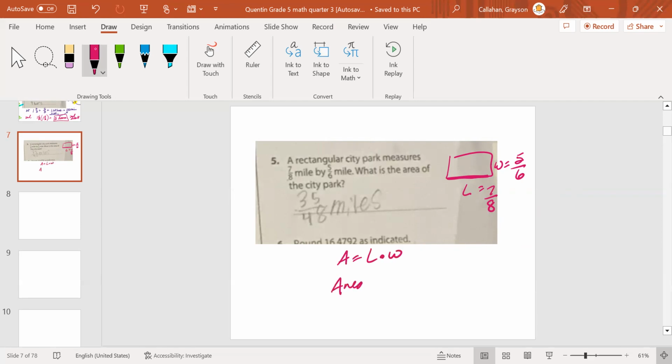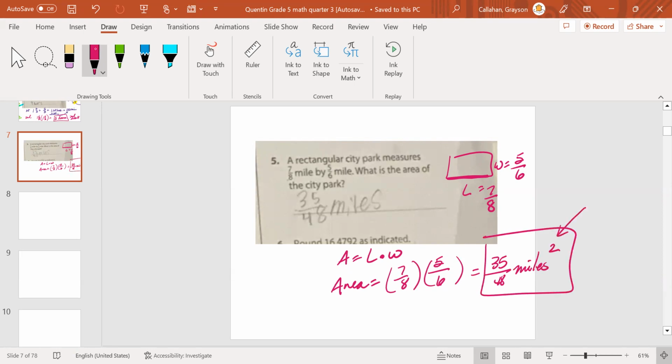So your area of the park is, what's length? What's your length? Okay, what's your width? Okay, now let's go ahead and multiply across. 35 over 48 miles. You're right, miles squared. You have to have the squared for area.